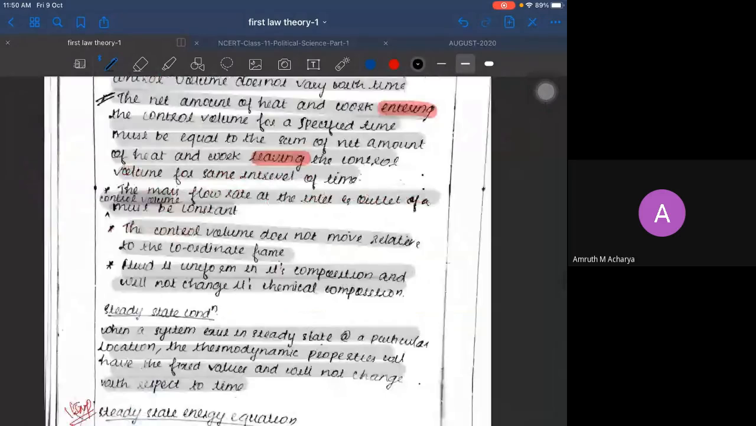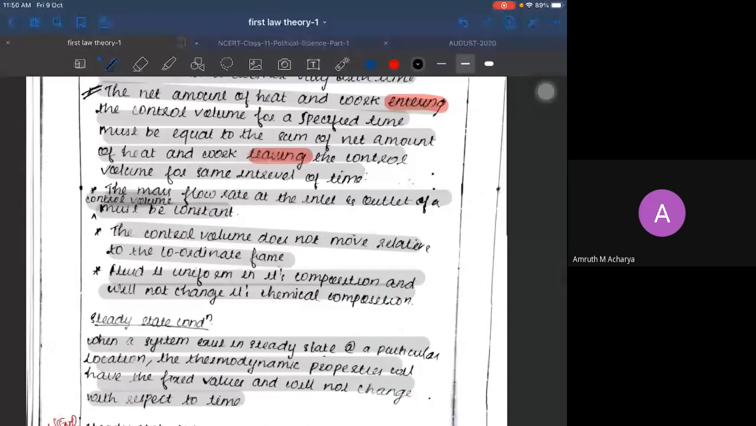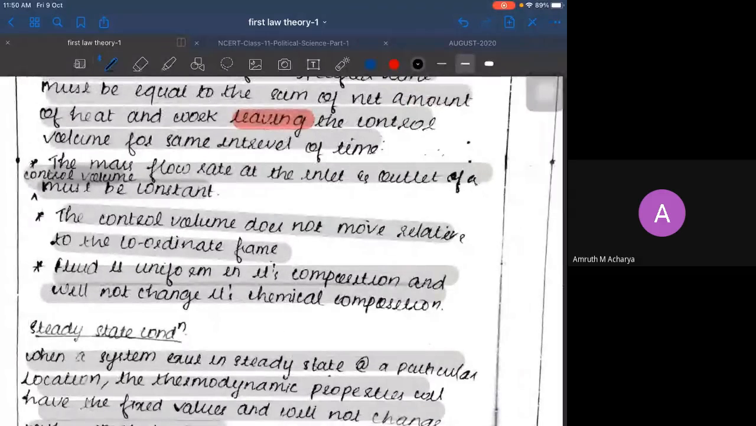Assumption number 3. Shravan Pujari. Shravan? Sriraj? Yes, sir. So read out the third assumption.